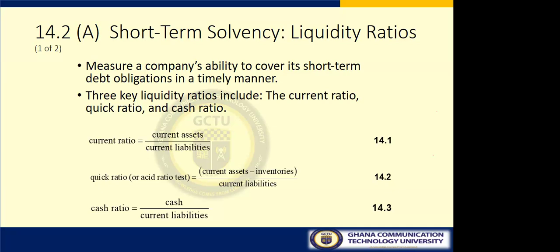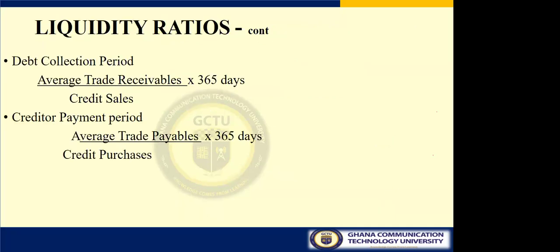You have what's called the cash ratio. The cash ratio is cash divided by current liabilities. When we talk about cash, we mean cash in hand, cash at bank, cash in your Momo. They are all cash, divided by your current liabilities. You can use any of these to assess the performance of the business. That's the liquidity ratio.